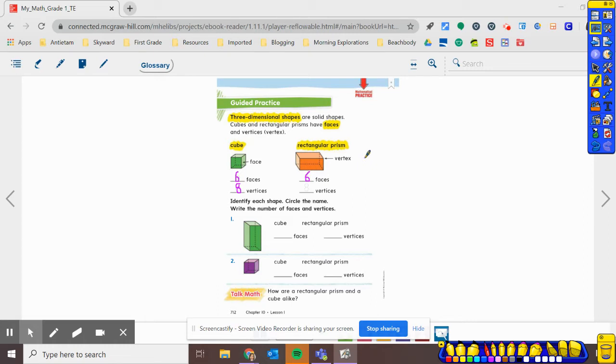And then how many vertices does it have? Well, we're going to count all the corners. So 1, 2, 3, 4. Then I count the other side. 5, 6, 7, 8. So it has 8 vertices.